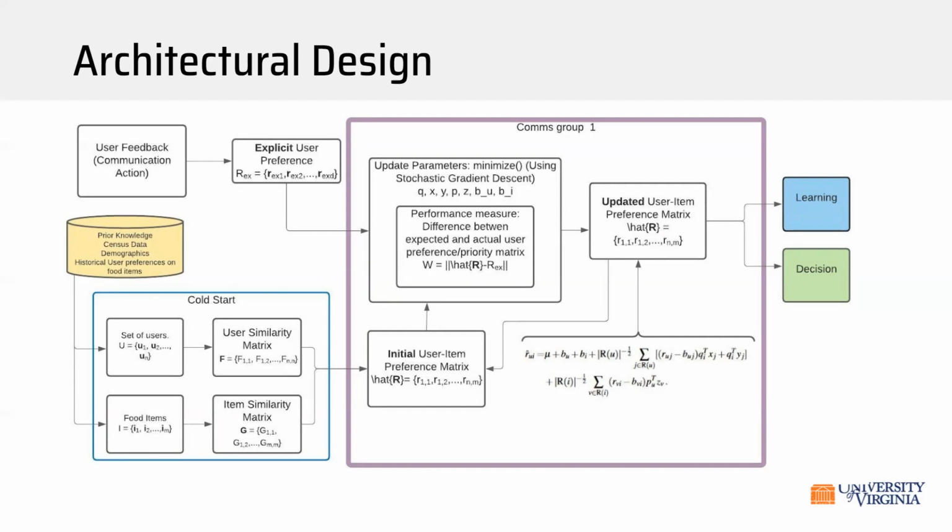Explicit feedback from users, when available, is processed and becomes part of the updated preference matrix as part of updating parameters.